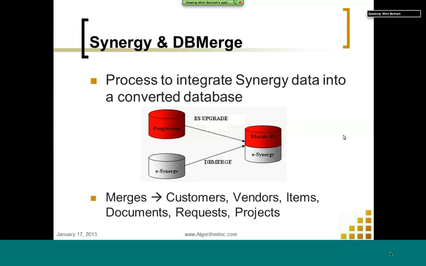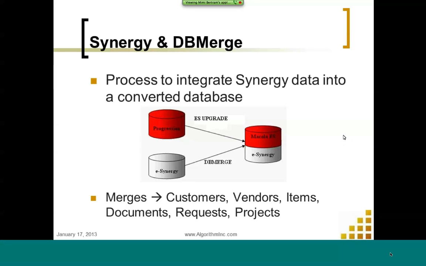Now, with either method, or any of the three methods that you saw before, if you are using Synergy, this is kind of a graphical interpretation of what needs to happen, because as you see, the DB merge is that process that allows you to put a Macola ES database, which we converted from Progression, to a Synergy database. So as I said, those two databases are very similar tables. Synergy has a few extra tables, but for the most part, they're a one-to-one match.